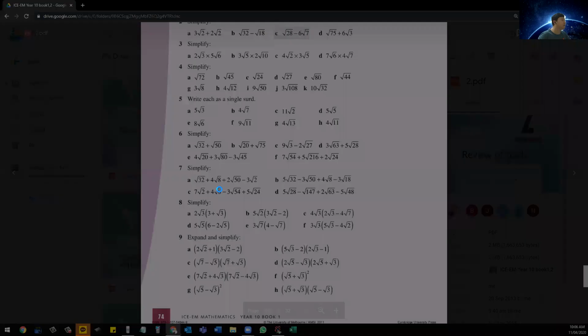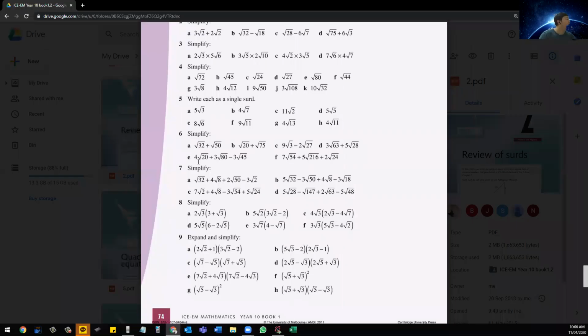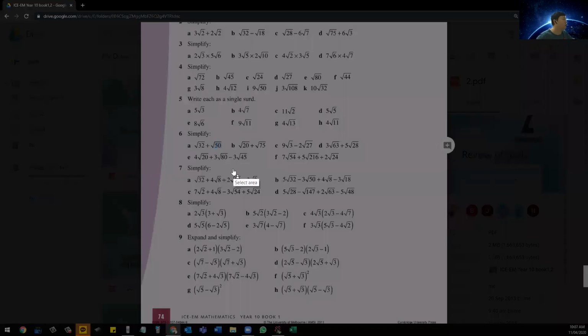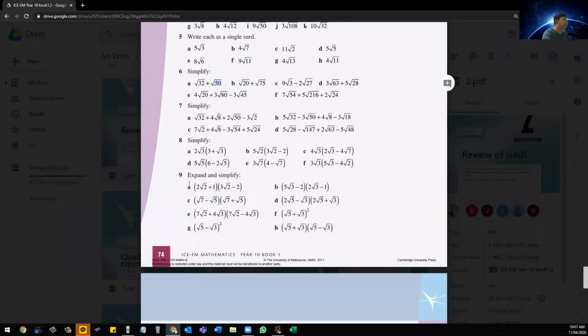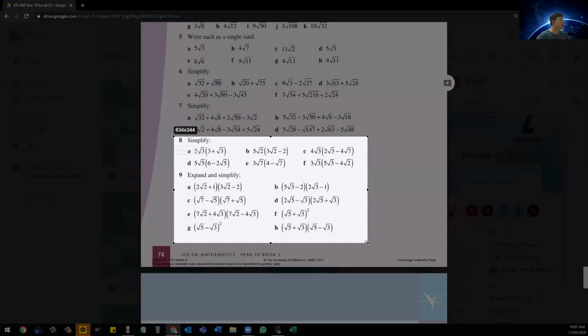Question 6. Question 6 is simplify. If you want to simplify these unlike terms, you'll have to take the factor out to the front and make them the same surd. Once they become like terms, then you add them together. I think I can just give you that as homework. Number 7, that's the same stuff. Now, number 8 and number 9, we'll do that.